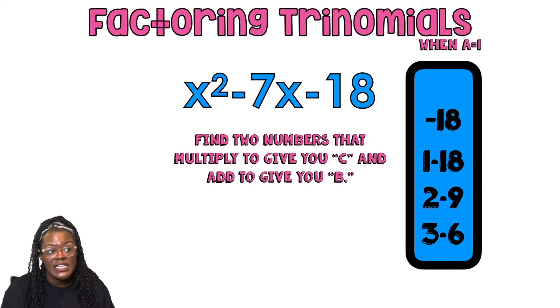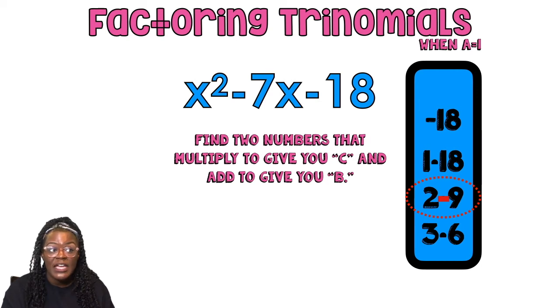2 plus 9 is going to give me 11. 9 minus 2 is going to give me a 7, but I need the 7 to be negative. So, a negative 9 plus a positive 2 would give me a negative 7. Yay! So once I do that, guess what?